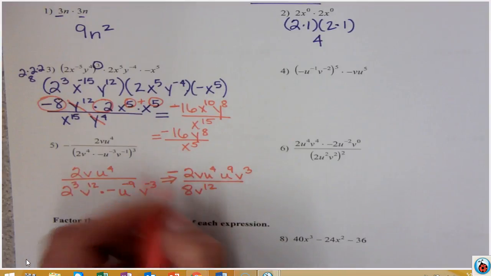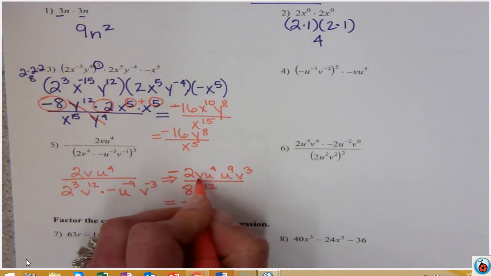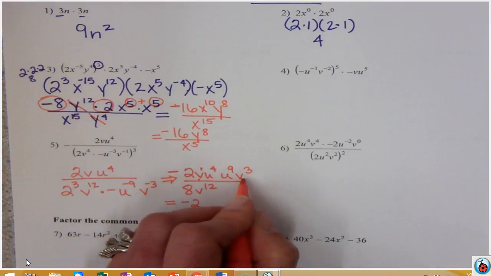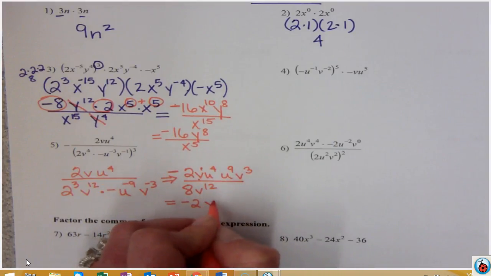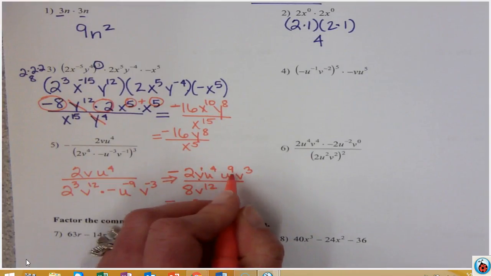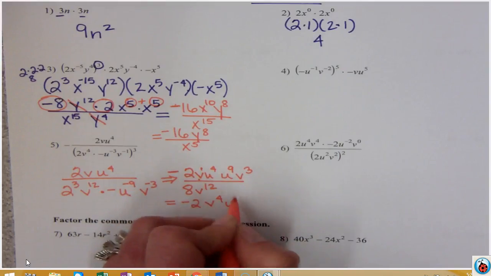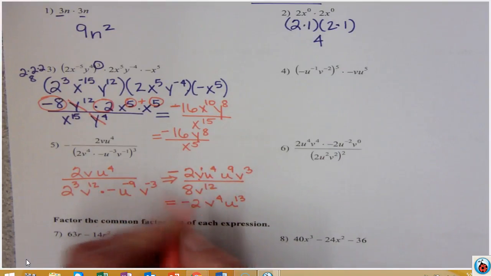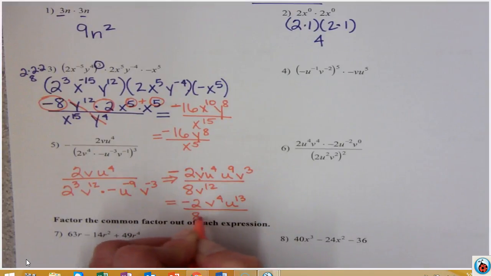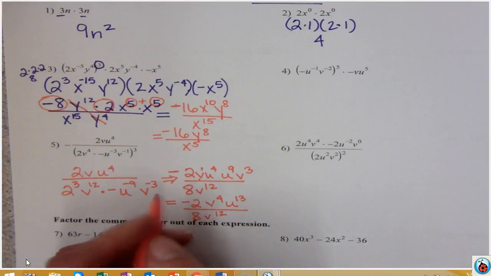Now I'm going to combine my top terms. v to the 1 power and v to the 3rd power will give me v to the 4th, and I'm sorry, u to the 4th and u to the 9th gives me u to the 13th. And then our denominator has not changed.